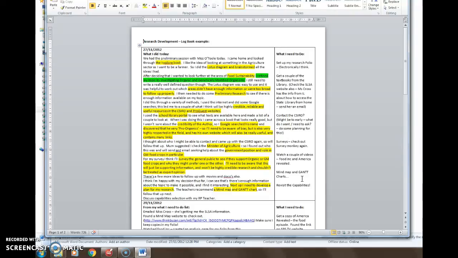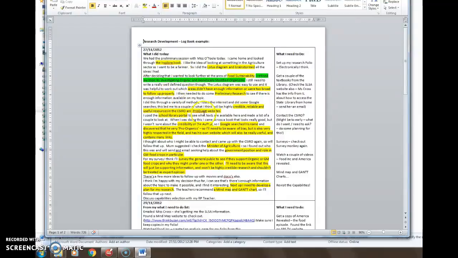It's a really good one for your folio because it helps you hit a couple of performance standards straight on the head with regards to planning of your research. By including what do I need to do in future, it demonstrates your ability to plan where you're going.